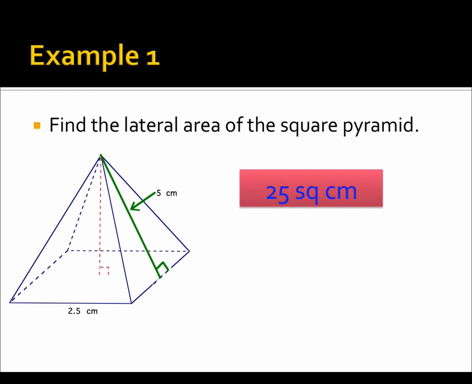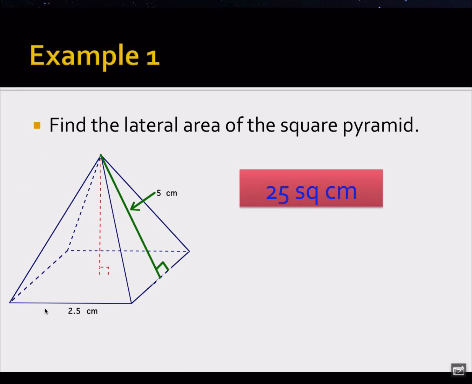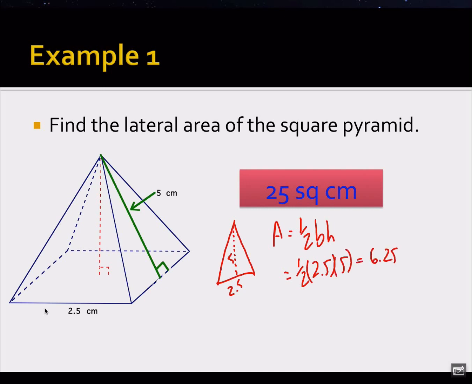Can you write that process down on there? I'd be happy to. She found the area of one triangle that has a base of 2.5 and a height of 5, and we all know that the area of a triangle is 1/2 base times height, so she did 1/2 times 2.5 times 5, which is 6.25. Times 4 of them, because there are 4 of them, gave us 25 square centimeters.